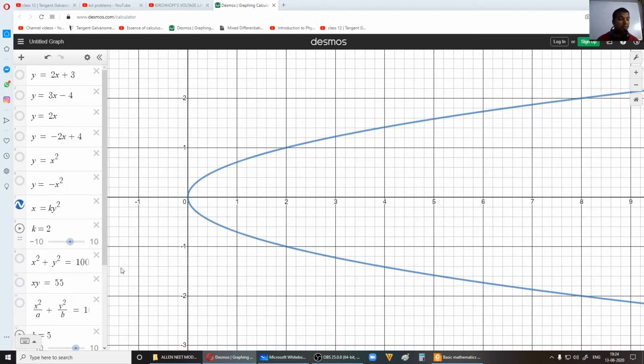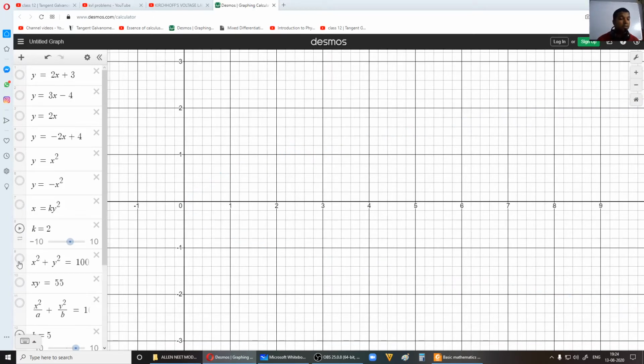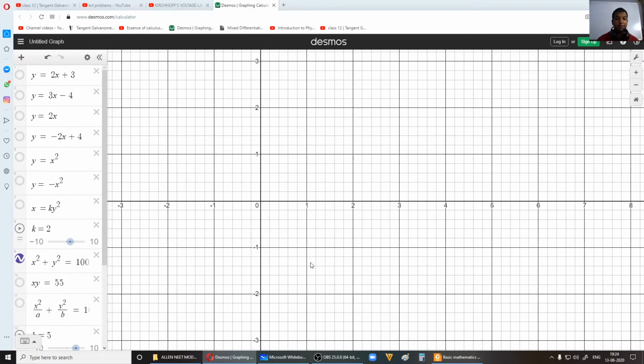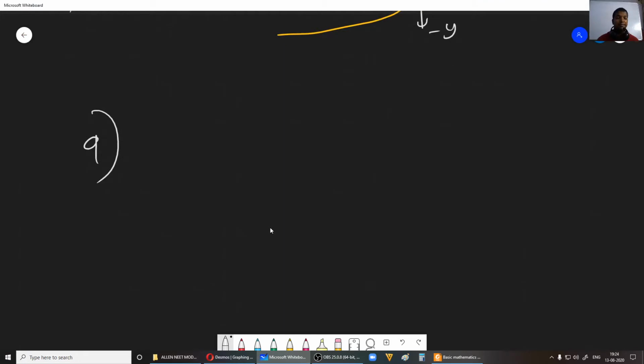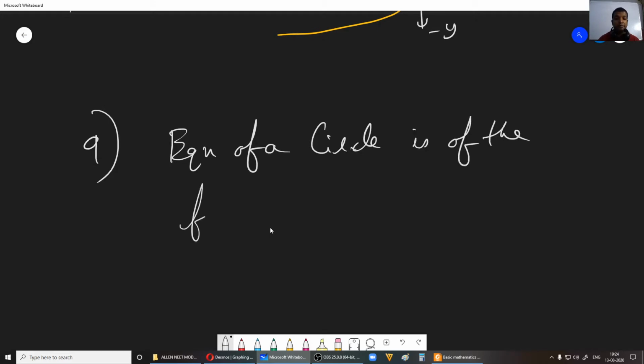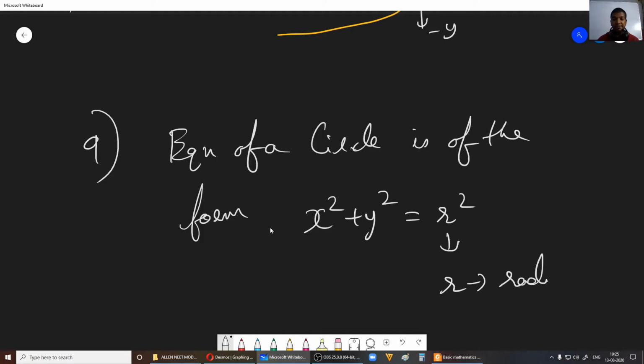The ninth one, this is important: the equation of a circle. This represents the equation of a circle. The equation of a circle is of the form x square plus y square is equal to r square. R here tells you that it is the radius.